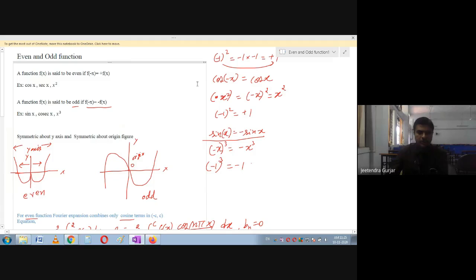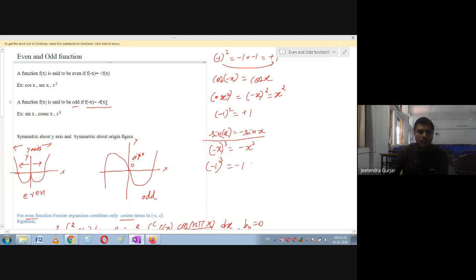Similarly, we take another function. If you substitute cos of minus x, it will give you plus cos x. You can see this is an even function. Similarly, we have sec x and x square. These are the examples of even functions. We'll go to the odd functions.